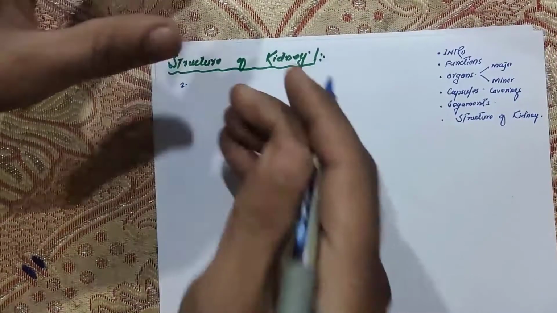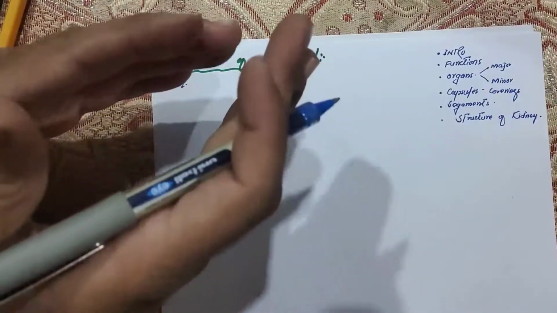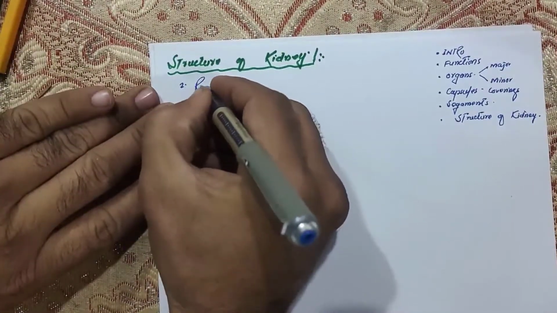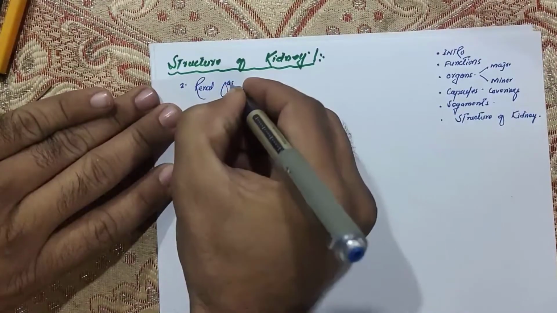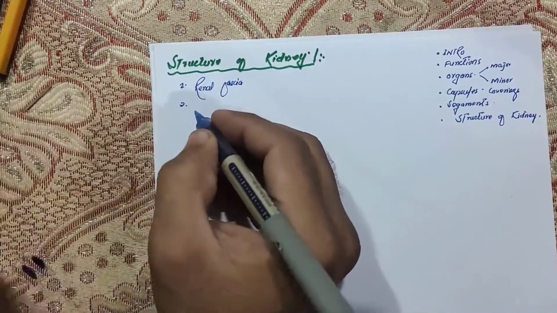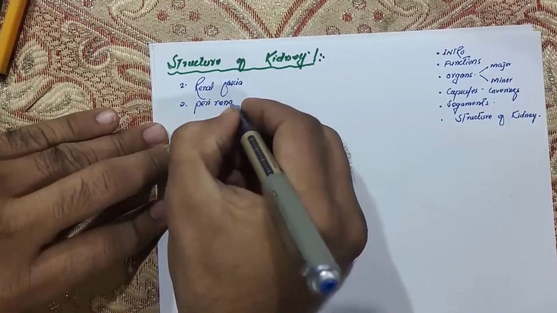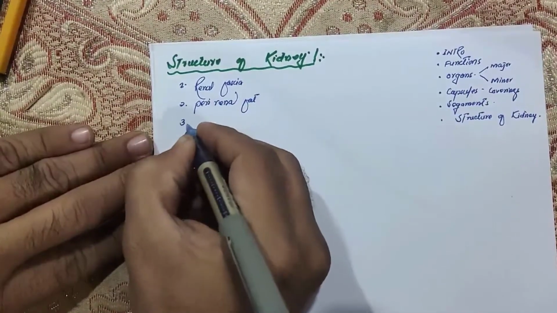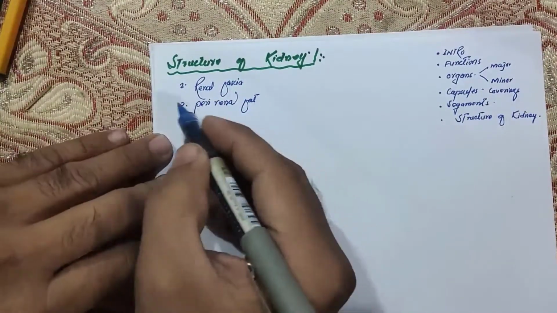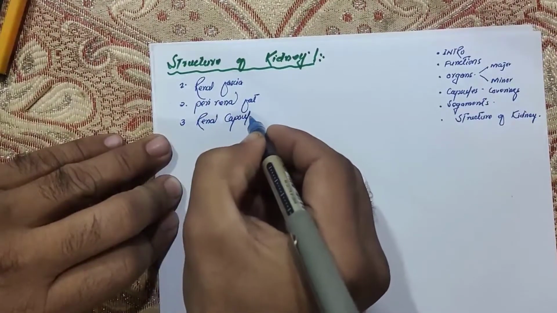First of all, we should know that whenever you are discussing a kidney, you should go from outside to inside. So first of all, there will be the renal fascia. Then there will be the renal fat layer, or we say the perirenal fat layer, right? Now we are going from outside to inside, so renal fascia, perirenal fat, and then there is the renal capsule.